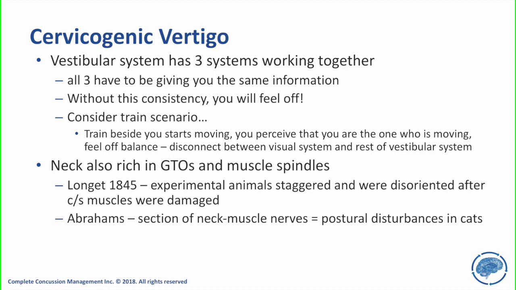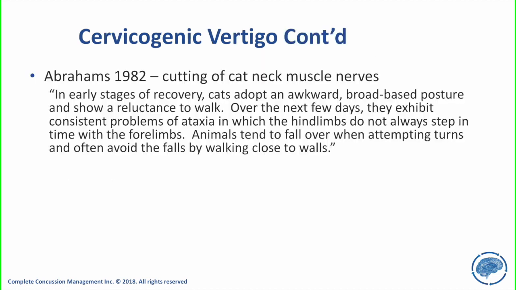The neck is also rich in Golgi tendon organs and muscle spindles. So here are those studies I was talking about. Experimental animals staggered and were disoriented after cervical spine muscles were damaged. Abrams did a section of neck muscle nerves in cats, and it resulted in tremendous postural disturbances. Check this one out. In the early stages of recovery, cats adopt an awkward, broad-based posture and show reluctance to walk. Over the next few days, they exhibit consistent problems of ataxia, in which the hind limbs do not always step in time with the forelimbs. Animals tend to fall over when attempting turns and often avoid the falls by walking close to walls. We all know how good cats are with their proprioceptive processes and balance, and yet they can't even walk if some of the muscles and nerves of their neck are damaged.